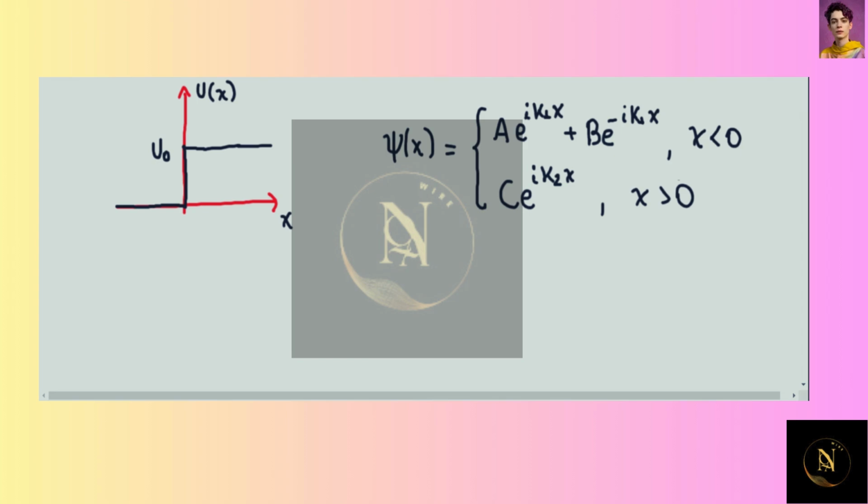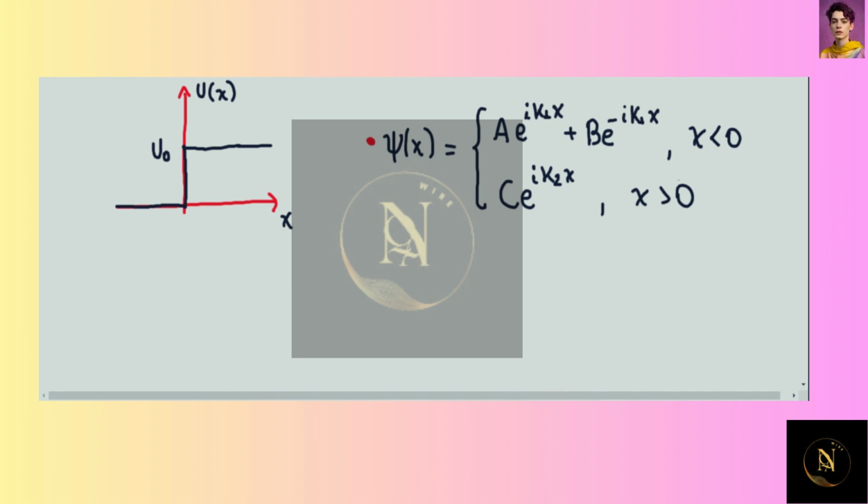And the exercise tells us that the wave function psi of x is equal to a constant a times the exponential of i k1x plus a constant b times the exponential of minus i k1x for x smaller than 0, and it's equal to a constant c times the exponential of i k2x for x greater than 0.